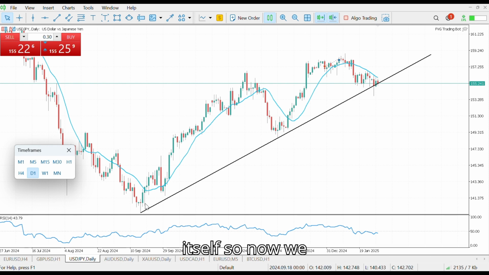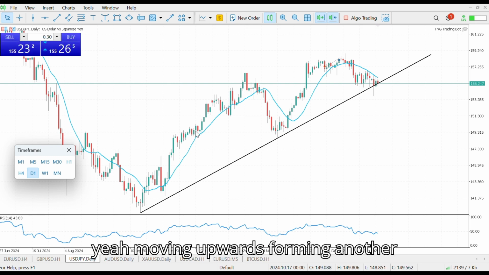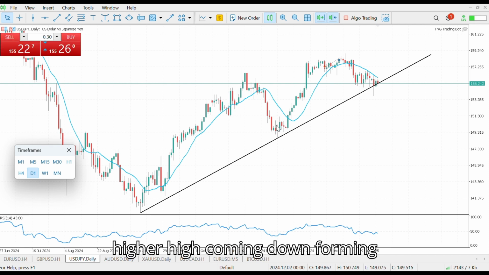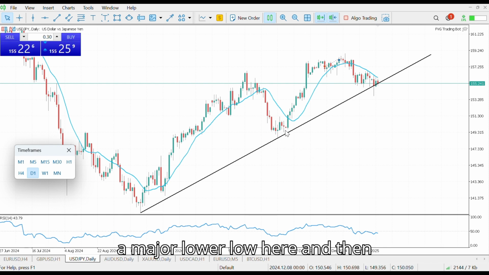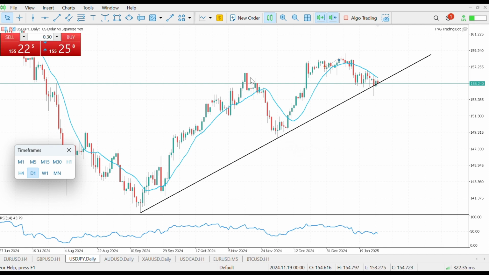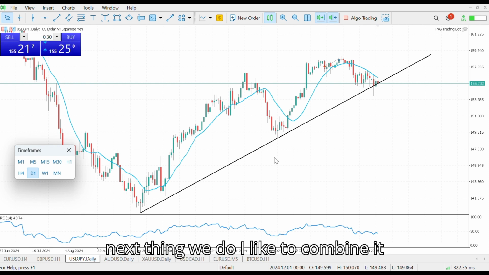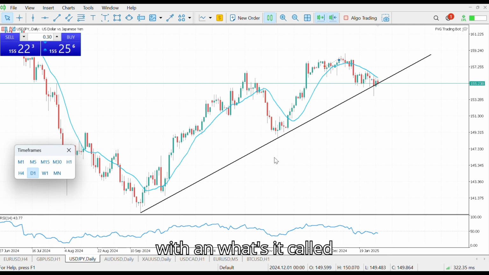So now we have price moving up, forming a higher high, then a lower low, another higher high, moving upwards, then a lower low, a higher high, coming down and forming a major lower low here, and then breaking the previous high. The next thing I like to do is combine it with an oscillator, which is the RSI, period 14, level 50.